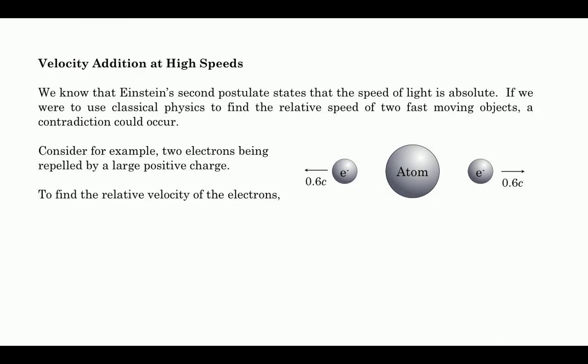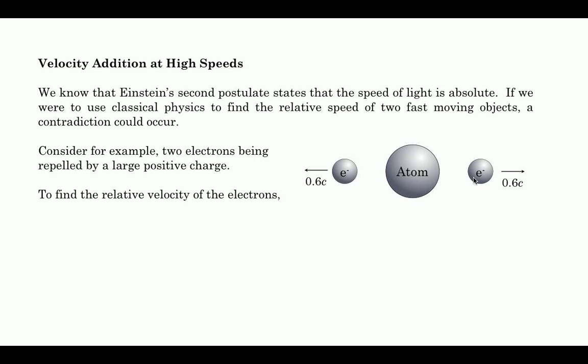All right, so next part of this lesson, velocity addition when we've got high speeds. So here's a little example. We've got an atom sitting in the middle. I get an electron that shoots out one way at 0.6 c. That's this guy here. And then I get another electron over here that shoots out this way at 0.6 c. I say, okay, I need to find the relative velocity of these electrons.